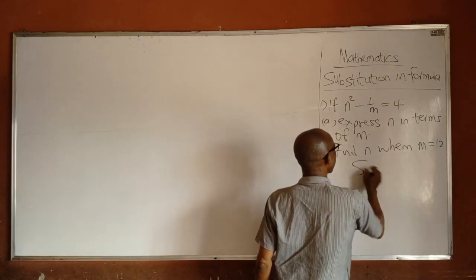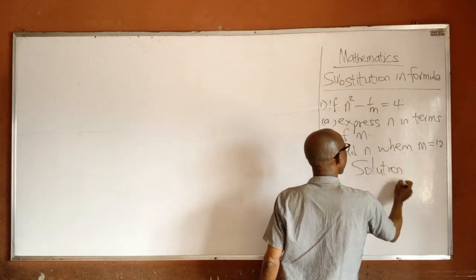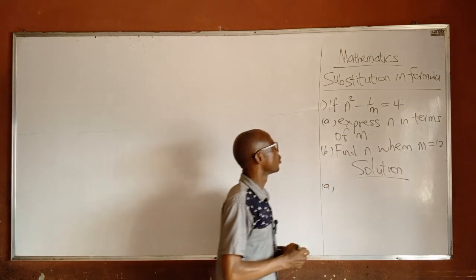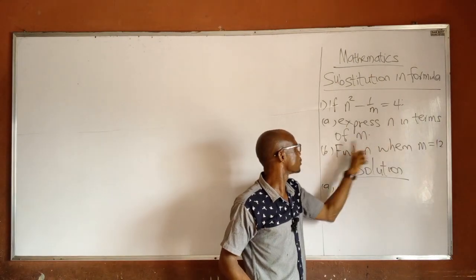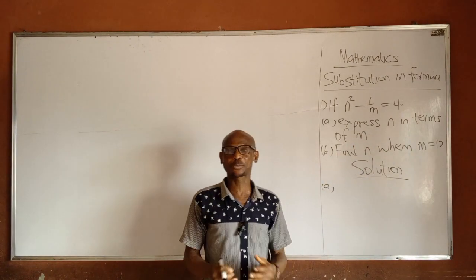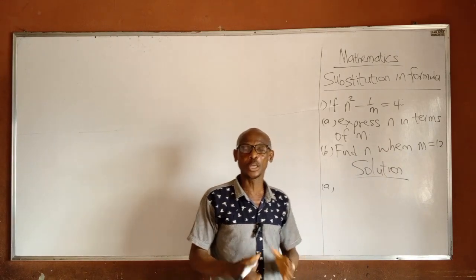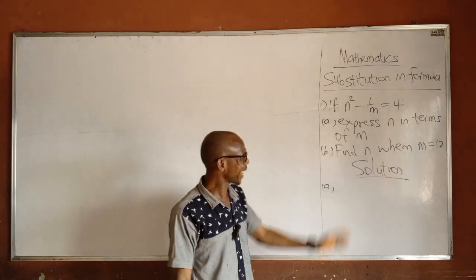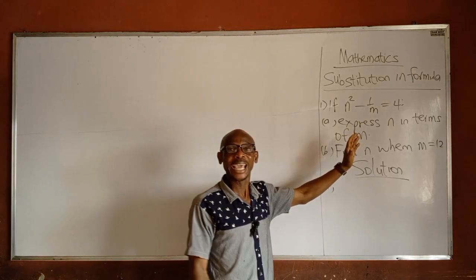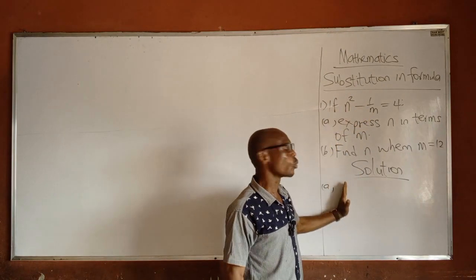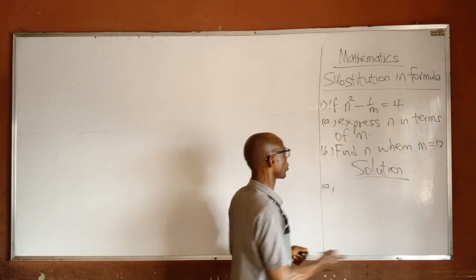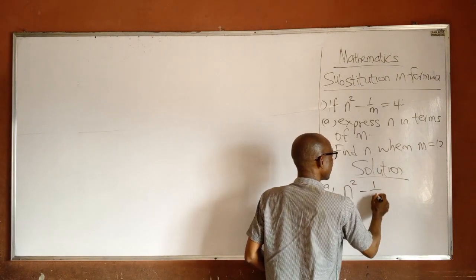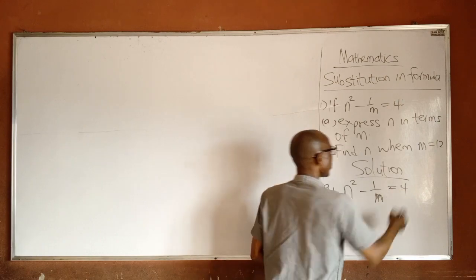So, solution. What's the solution? First, we were to express n in terms of m. To express n in terms of m simply means we should make n the subject of the formula. To make n the subject means n will be standing alone on one side of the equation. Now let's look at that. n raised to power 2 minus 1 all over m equal to 4.